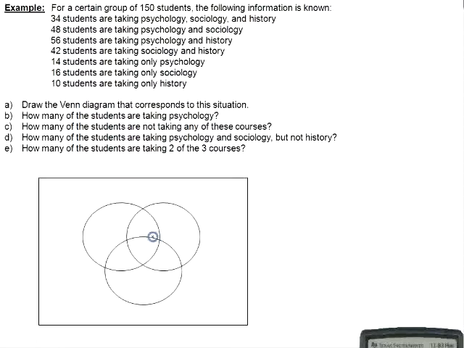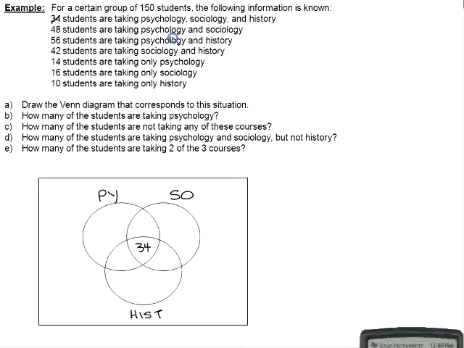Now, we're looking at three classes, so I need a three-circle Venn diagram, and I'm going to label one of the circles PY for psychology. The next one I'm going to label SO for sociology, and then the bottom one I'm going to label HIST for history. Now, we have 150 students in this problem, and we're told 34 of the students are taking psychology, sociology, and history. Now that's great because that's the number of students in the ultimate overlap of all three circles. These 34 students go here because they are in the psychology circle and the sociology circle and the history circle.